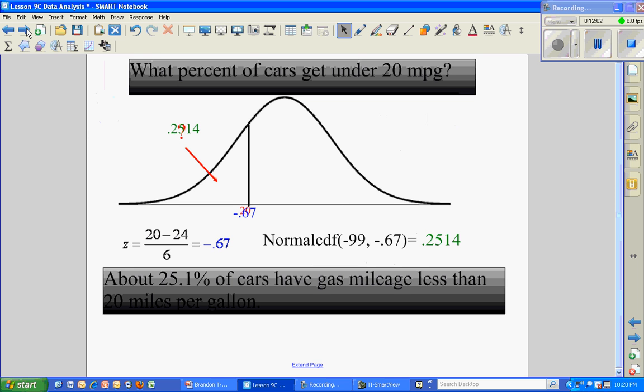Now when you're doing under 20, you have to get your z-score, but since you want it below, your low is going to be the negative 99 and your high is going to be the z-score. When you type that in, the calculator will give you 0.2514, which is about 25.1% having less than 20 miles per gallon.